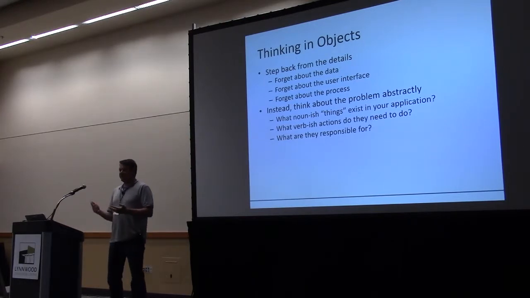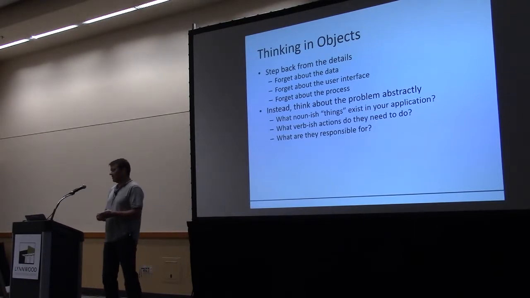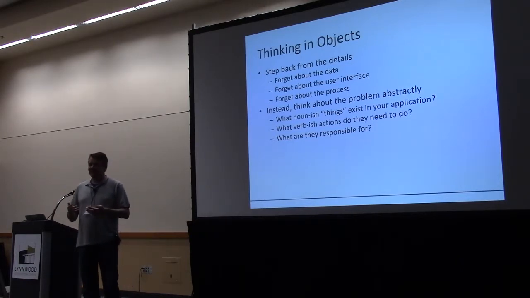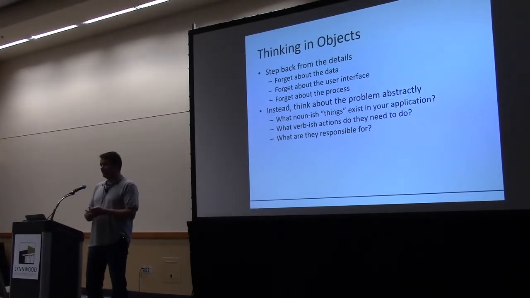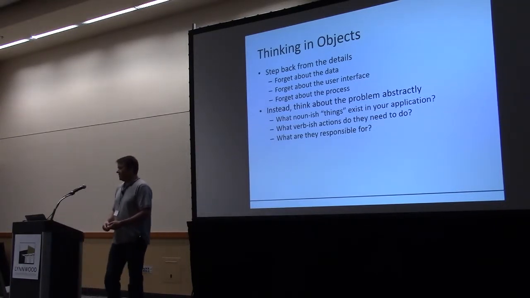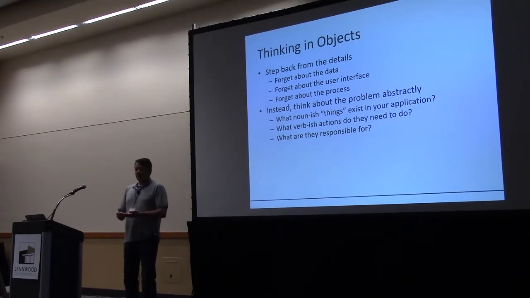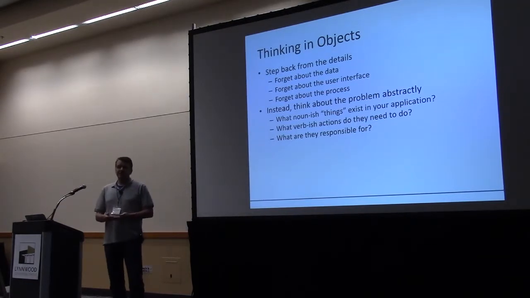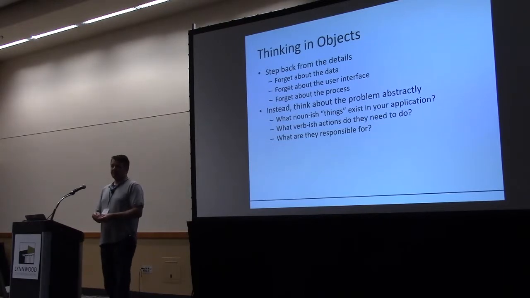These nounish type things are good candidates for becoming classes in your application. You also think about the verb-ish kinds of things that these nounish things do. Okay, we've got a depth meter. What does it do? Well, it measures depth. We've got a flow meter. What does it do? Well, it measures the velocity of some fluid that's going past it. These verbish things are good candidates for methods of those classes.